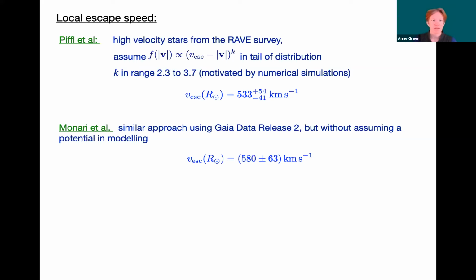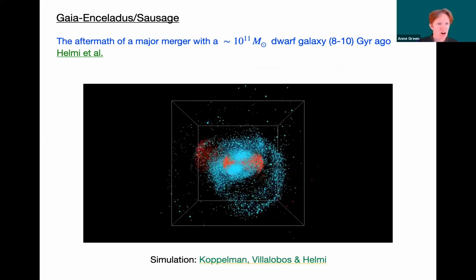Right, so here's something which reinforces the argument that no, the Milky Way's dark matter halo hasn't reached a steady state. This was discovered a few years ago and it has two different names. Some people call it Gaia Enceladus or Gaia Sausage, and we'll see where the sausage name comes from in a moment. This is the aftermath of a relatively major merger, when a dwarf galaxy weighing about 10 to the 11 solar masses merged with the Milky Way 8 to 10 gigayears ago.